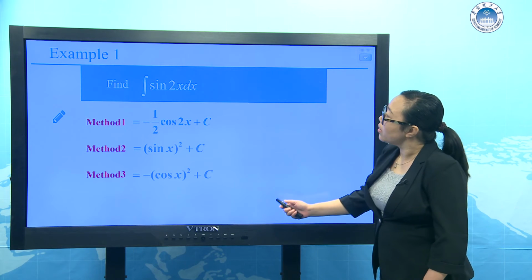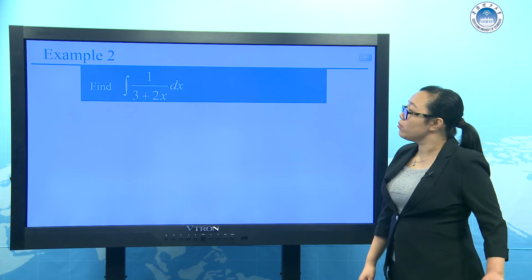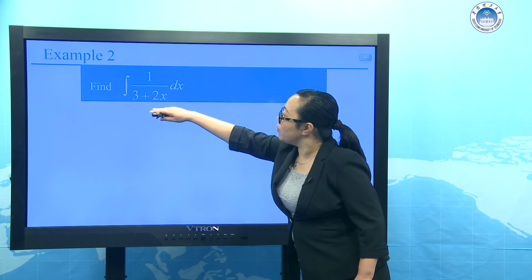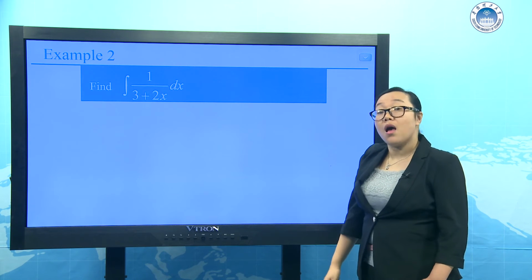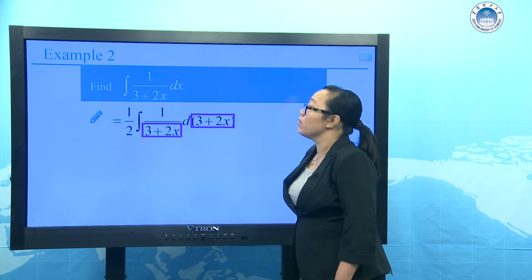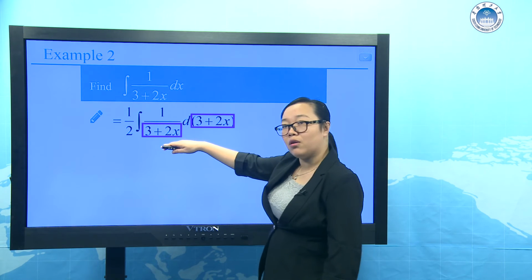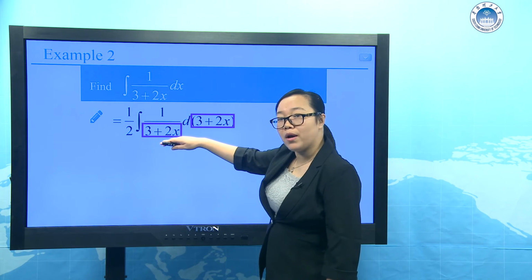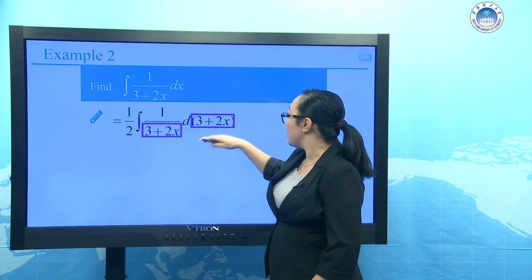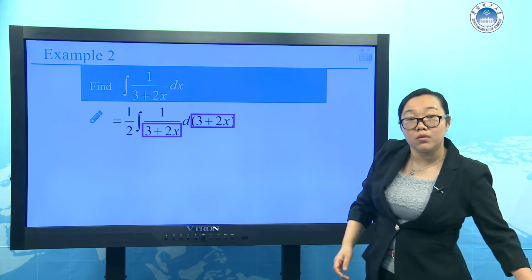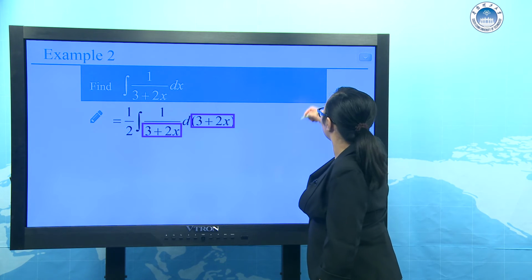So now look at example 2. Try to find the indefinite integral of 1 over 3 plus 2x dx. How to do it? Try to look at 1 over u. This is our new variable, 3 plus 2x. Try to make up the differential of 2x plus c. How to do? I will give the concrete steps. Pay attention to this, okay?